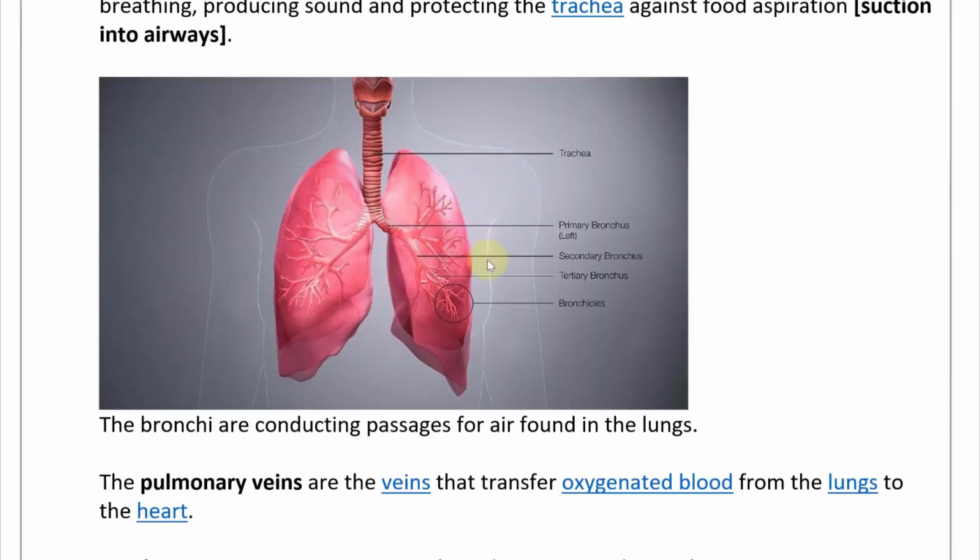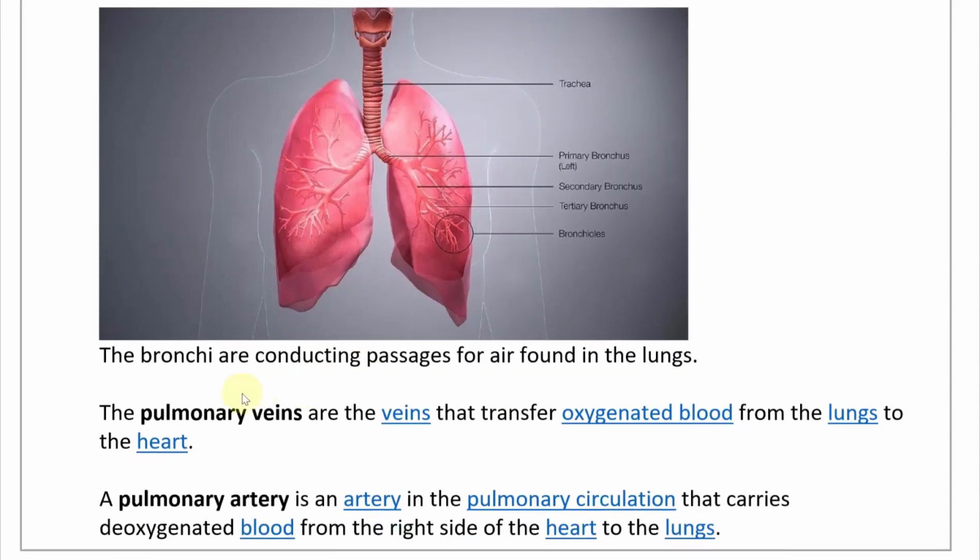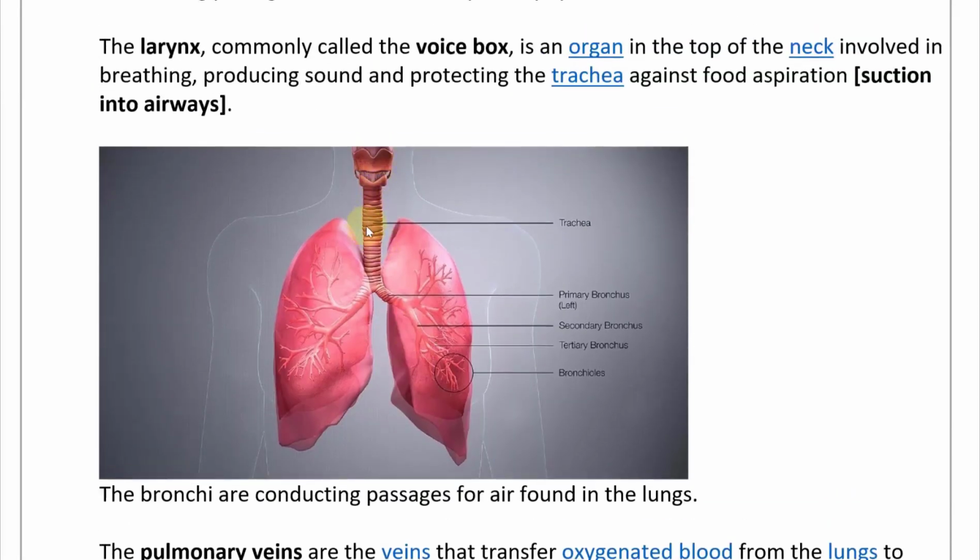Alright, so let's continue further. Let's take a look at this figure right here. So the bronchi are conducting passages for air found in the lungs. You have the trachea right here, the windpipe, and it splits up into the bronchi. That's plural, but singular is bronchus. The primary left bronchus is over here. This is the primary right bronchus. This is left because we're looking at the person. So our view is the right, but that person is the left there.